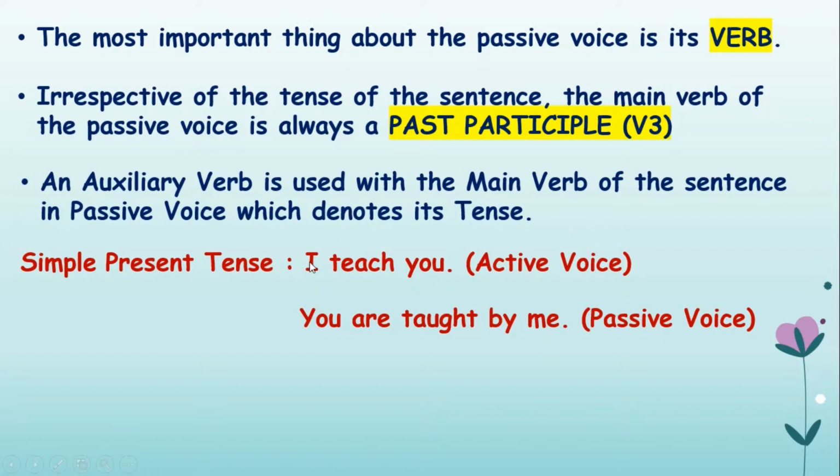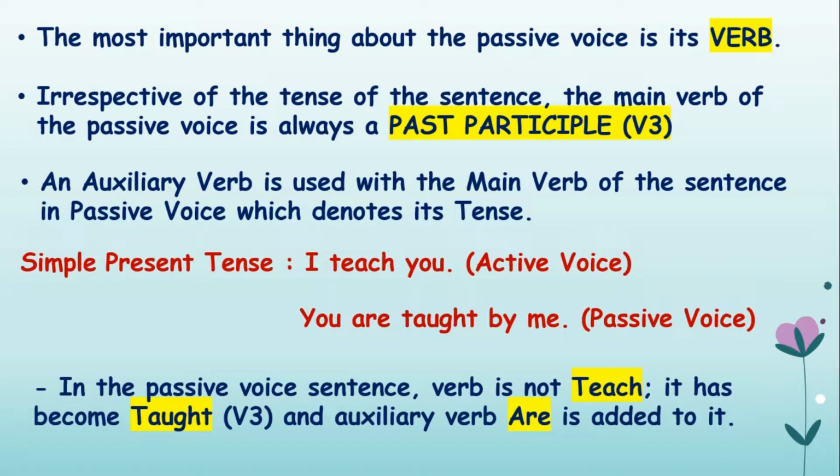By whom? By me. The subject of the active voice has become the object of the passive voice. What is the objective form of I? Yes, it is me. So these are the differences over here. In the passive voice sentence, the verb is not teach. It has become taught, V3, and the auxiliary verb are is added to it.